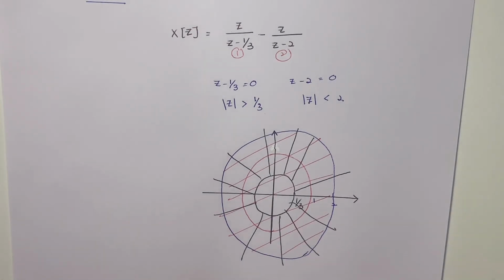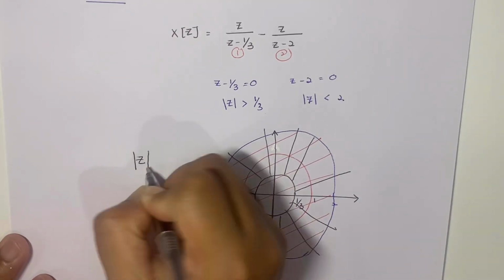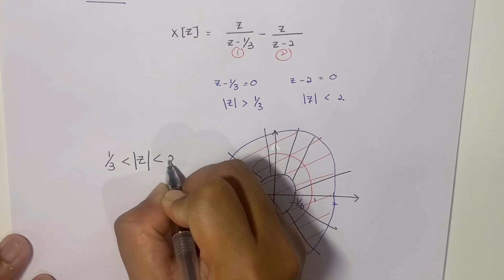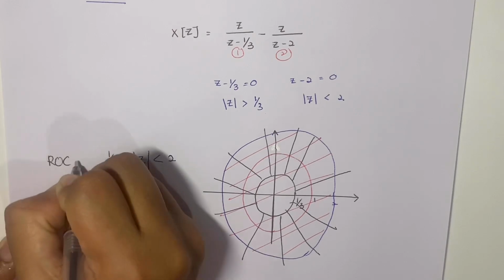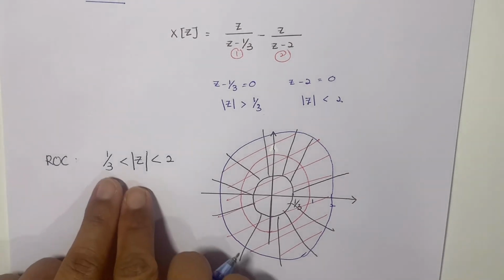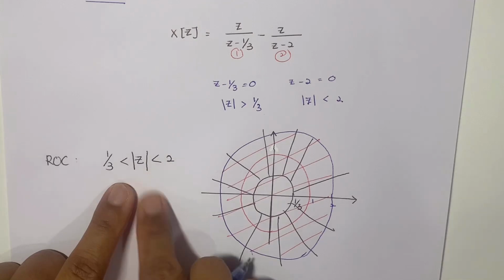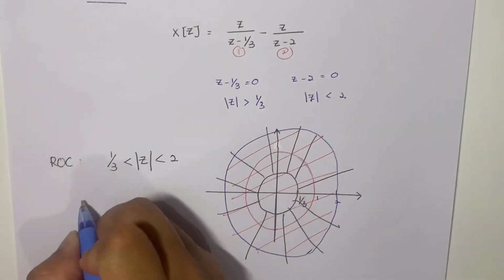Which one is the overlap? The overlap part is z between 1 over 3 and 2. This is the common ROC. We want to know whether the system is stable or not. This common ROC includes the unit circle, right? So the unit circle is here. It includes the unit circle, so that means it is stable.